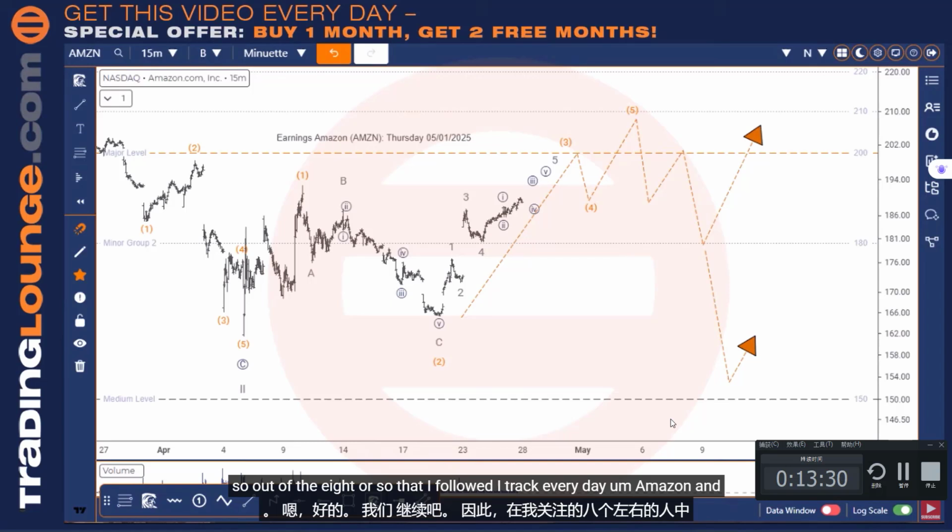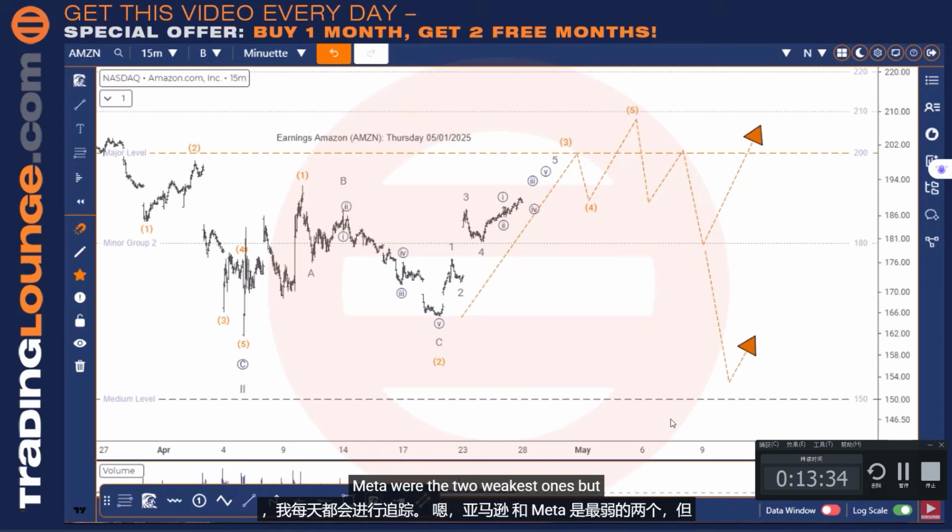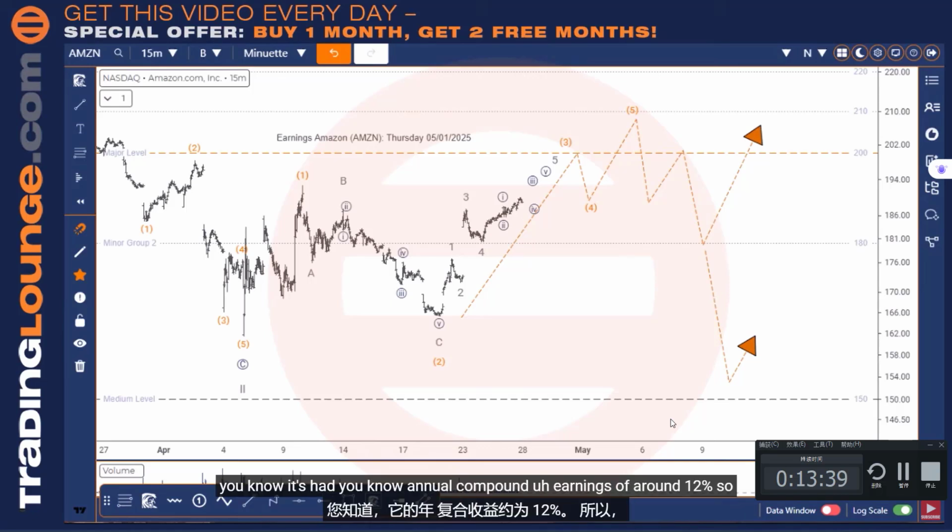Out of the 8 or so that I track every day, Amazon and Meta were the 2 weakest ones, but Meta's really had quite good earnings. It's had annual compound earnings of around 12%. So it's been doing quite well in that regard.